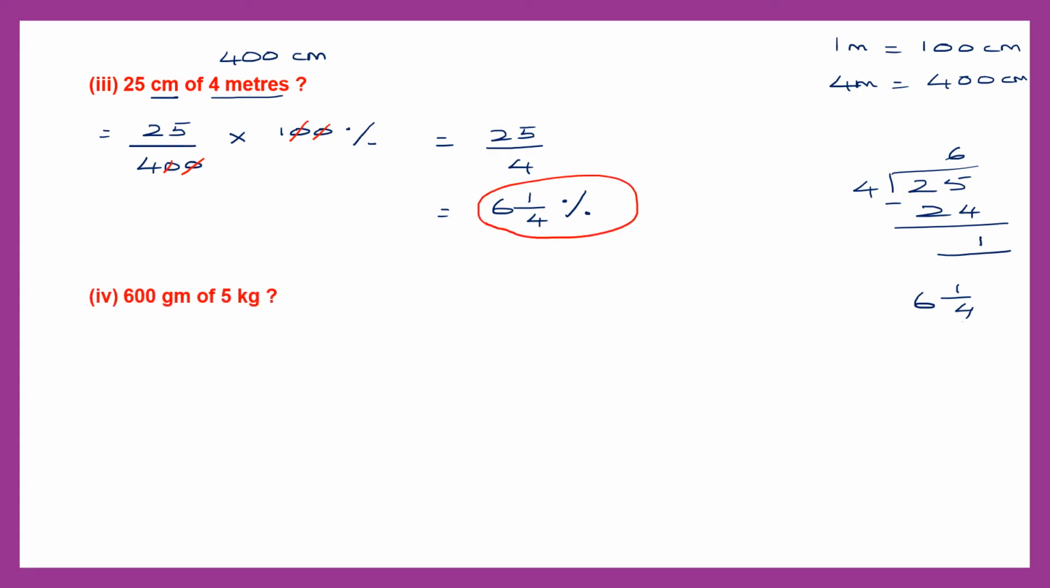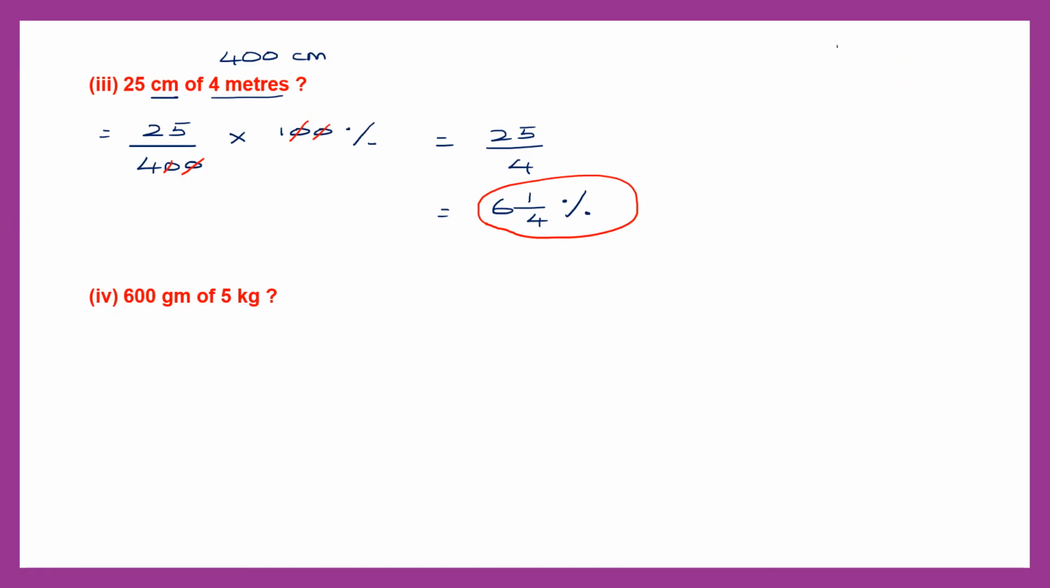Question 4. What percent is 600 grams of 5 kg? So this is grams, this is kilograms. The bigger unit is kilograms. So we're going to convert this to grams. So 1 kilogram is equal to 1000 grams. So here we're talking about 5 kilograms. So 5 kilograms will be 5000 grams. Okay, so here it is 5000 grams. So now the units are the same. So here we have grams, here also we have grams.